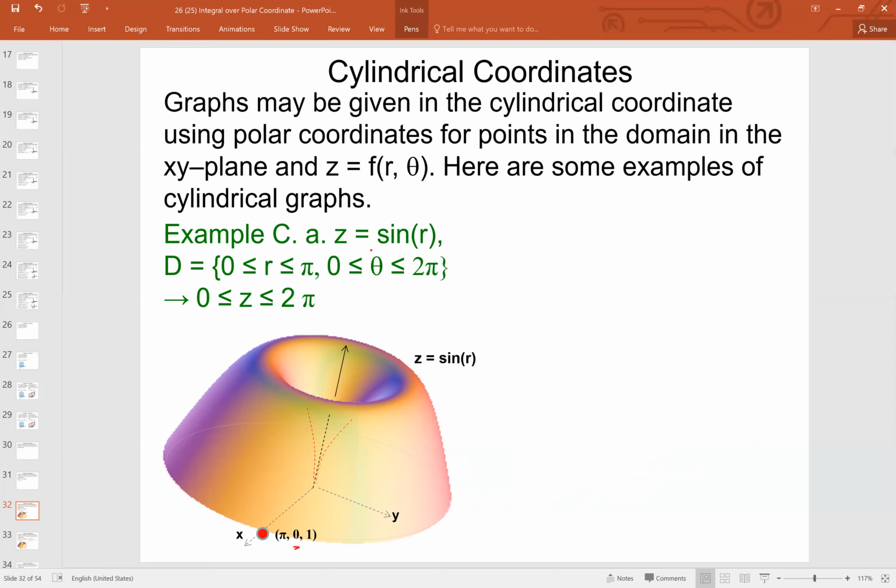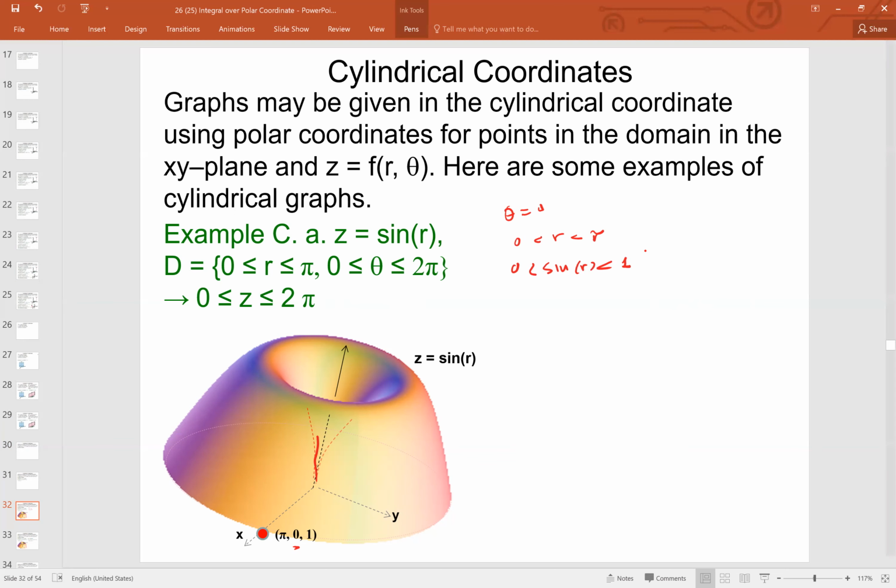Let's fix theta equal to 0 first. So when theta equals 0, when r goes from 0 to pi, the z rises. Sine of r goes from 0 to 1.